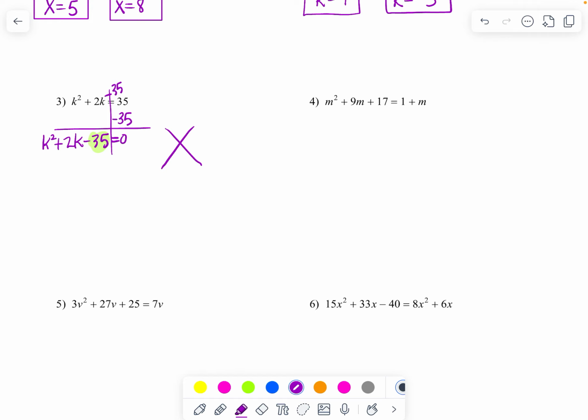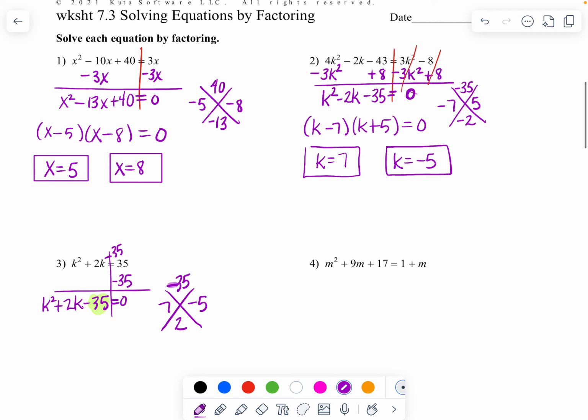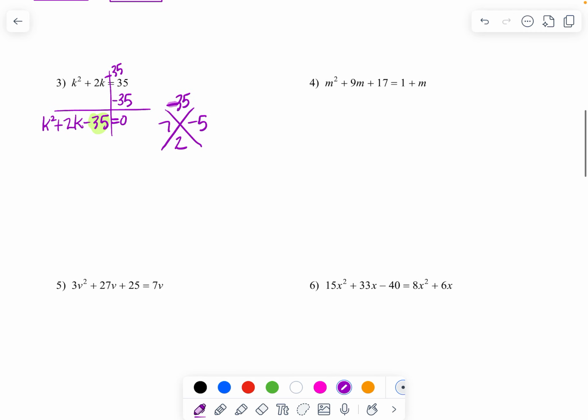All right, now we can factor. We have negative 35 at the top. We have a positive 2 at the bottom. The numbers that multiply to negative 35 and add to 2 are 7 and negative 5. It looks a lot like problem number 2, but notice how the signs are different because the 2 is positive in number 3 and not negative like it was in number 2.